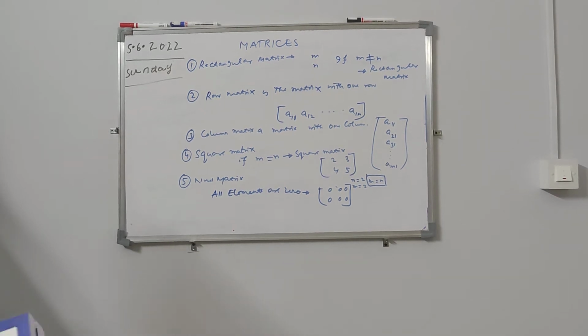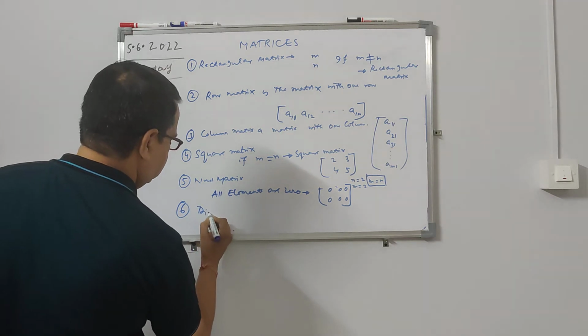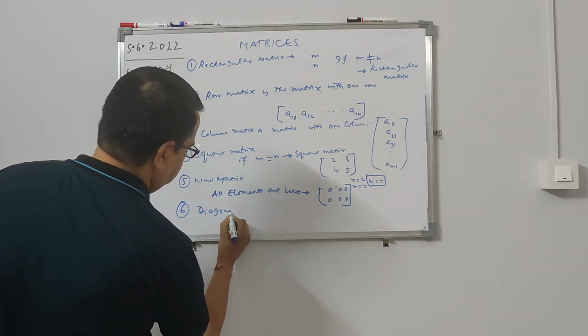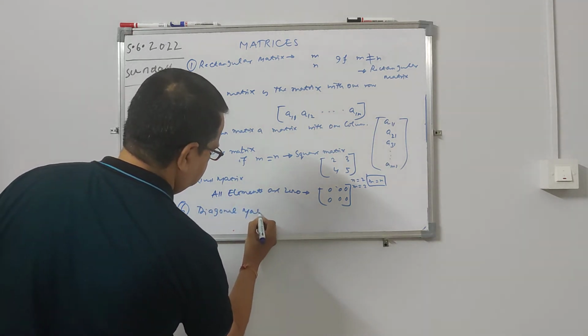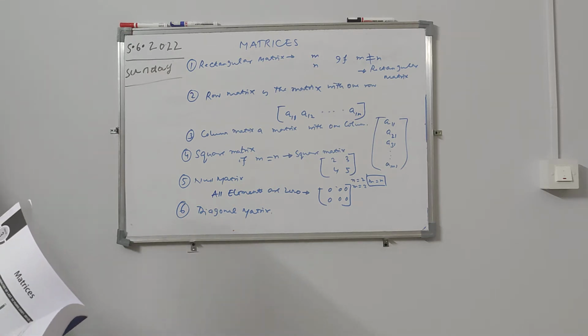Then comes a diagonal matrix. What is a diagonal matrix? First it should be a square matrix. A square matrix is called a diagonal matrix if all its non-diagonal elements are zero. Diagonal elements are non-zero, non-diagonal elements are zero.